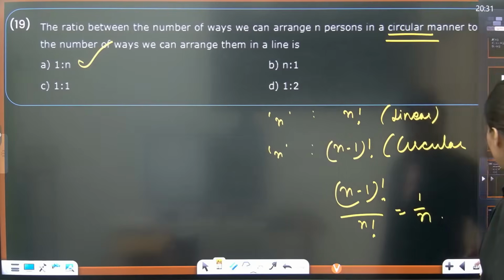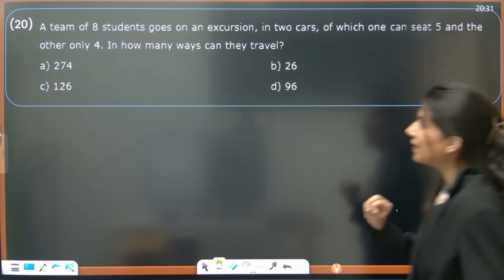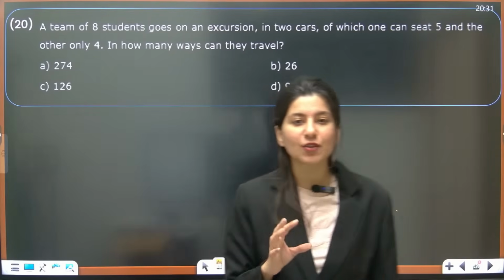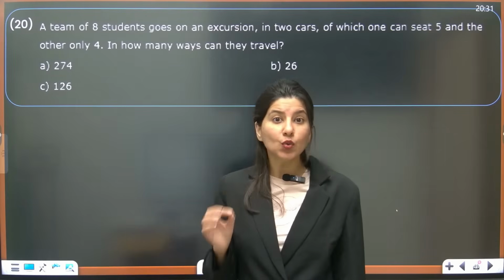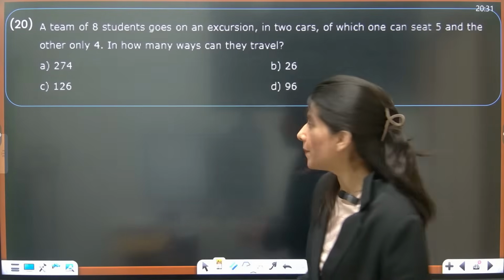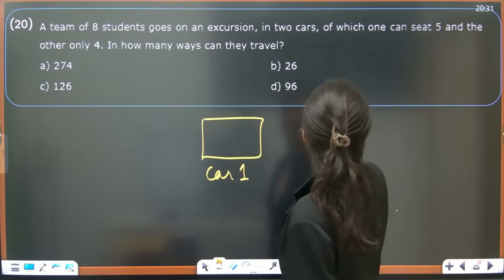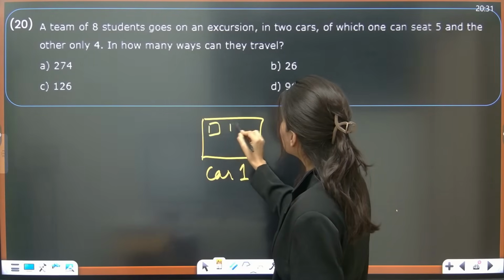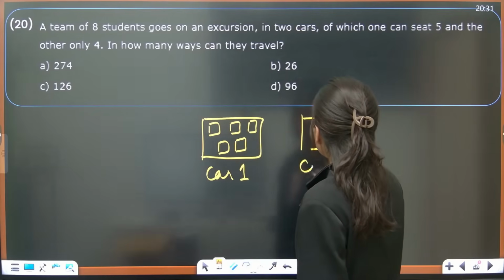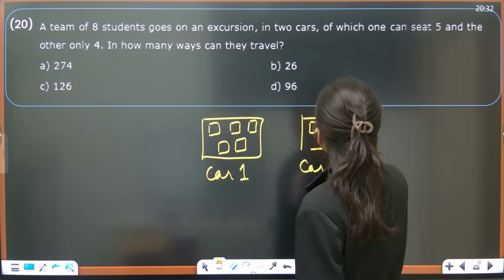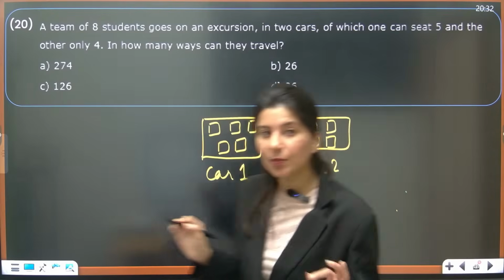Perfect. Clear. Now we have the next question on our screen, again from permutation and combination. A team of 8 students goes on an excursion in 2 cars. So what is happening? We have 2 cars. Car 1 has 5 seats. 1, 2, 3, 4, 5. Car 2 has 1, 2, 3, 4 seats. But we have how many people? 8 people. Total 8 people will be there.